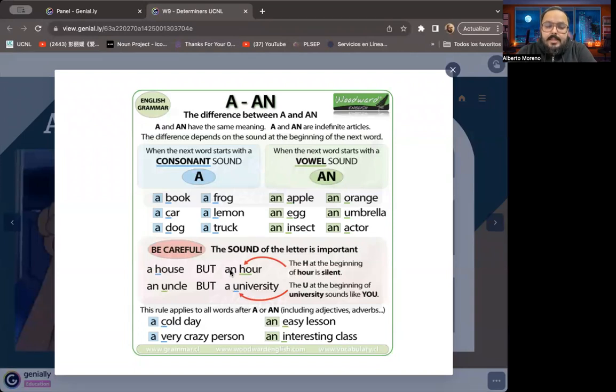And the other exception is the letter U. When the letter U sounds like a vowel, for example, in uncle, we use an. But when the letter U sounds like "yu", for example, in university, we have to use a university instead of an university, because it doesn't make sense when we say an university. Okay.